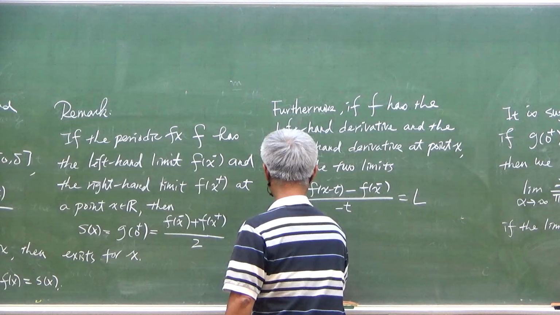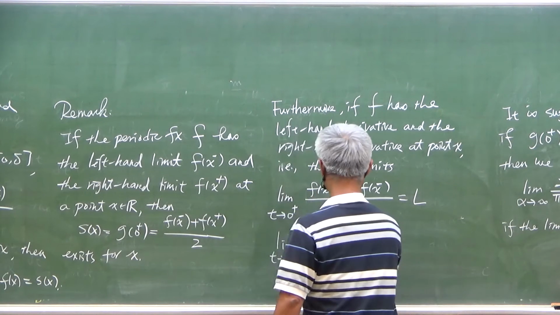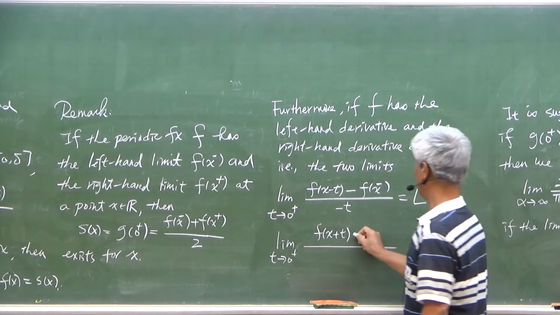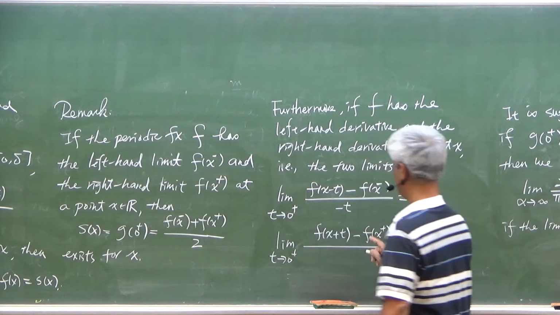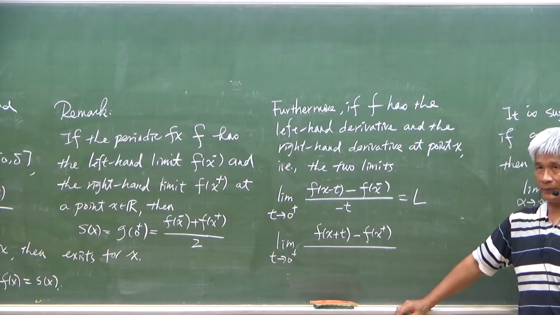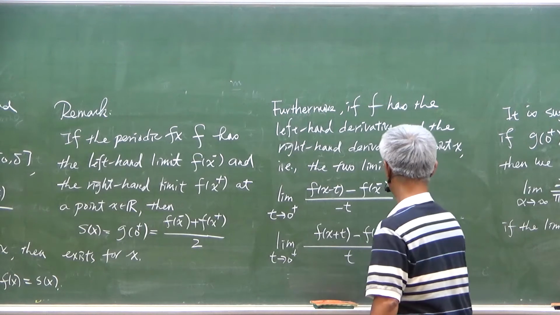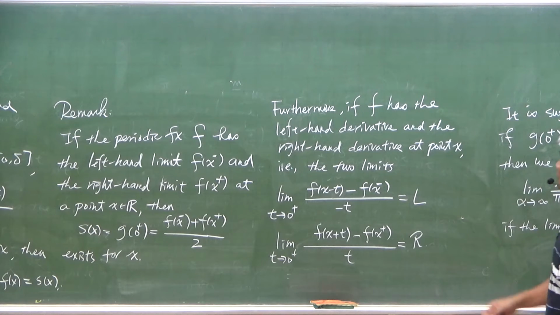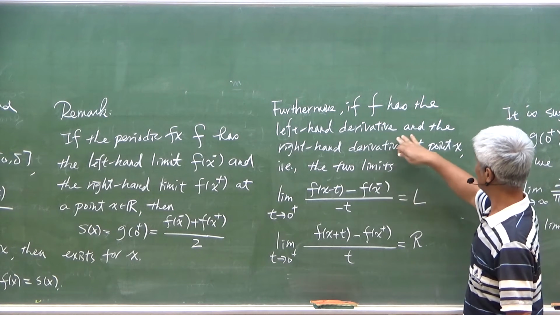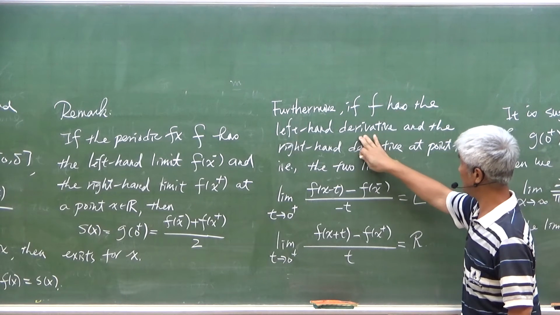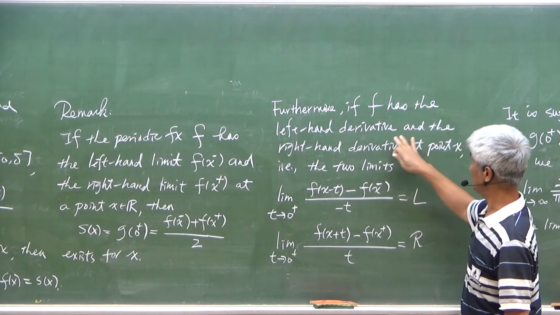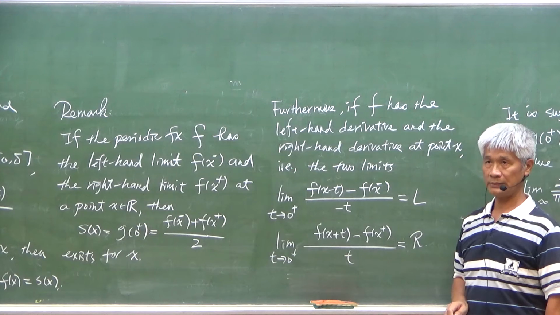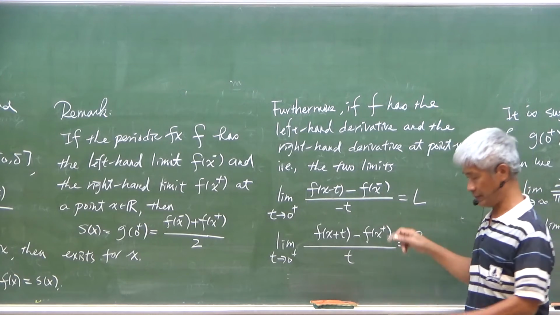How about the right-hand derivative? Well, we approach x from the right-hand side, so we take f(x+t) minus the right-hand limit of f at x, and t minus 0 is t. This is called the right-hand derivative. So to say that f has the left-hand derivative and the right-hand derivative means these two limits exist. Is that okay for you? So this is the basic definition.